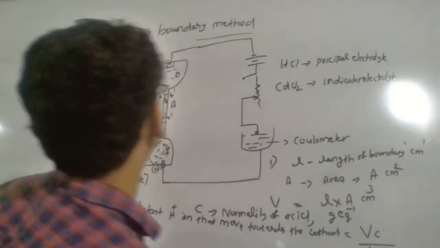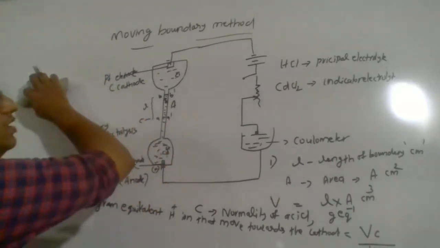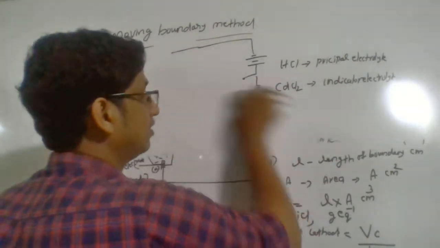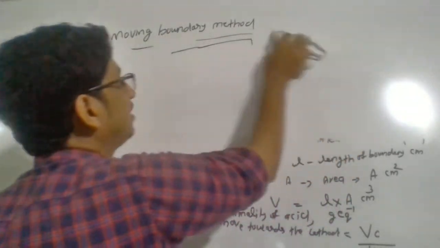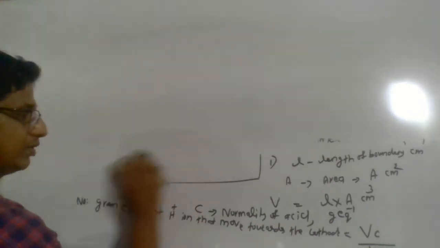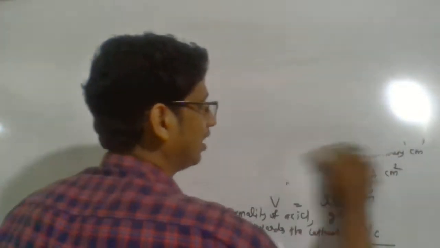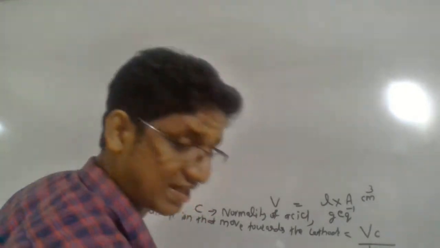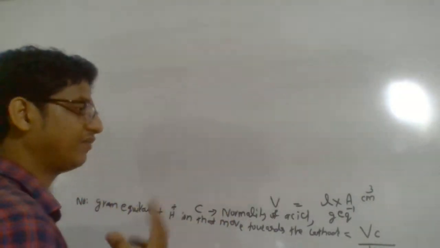Next step: 1 gram equivalent of an electrolyte always carries 1 farad of electricity. That's a very important point that you can remember. Always, 1 gram equivalent of any electrolyte carries 1 farad of electricity.